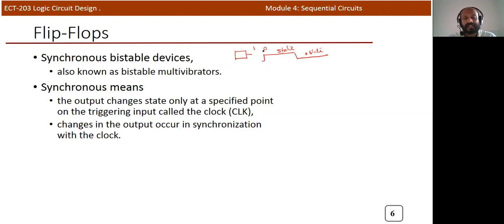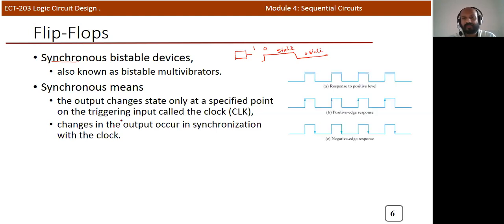Okay, we can change the state by applying some trigger signal or some inputs. Otherwise it will continue in the same state. If it is 1, it will continue in the same state, and if it is 0, it will continue in the same state. Okay, if you apply some inputs, the state can be changed. So it's also known as a multivibrator, and it's also known as a synchronous bistable device. Why it is called synchronous: the output changes state, that is 0 to 1, only at a specific point of the triggering input called the clock. Okay, so based on the clock signal, the output is changing. So that's why it's known as a synchronous device.